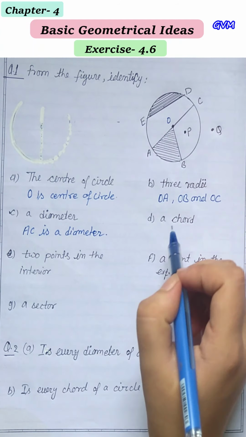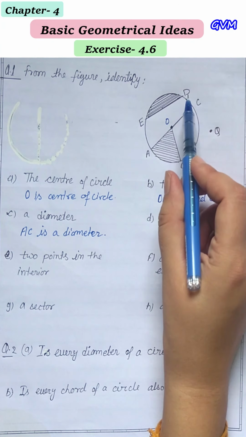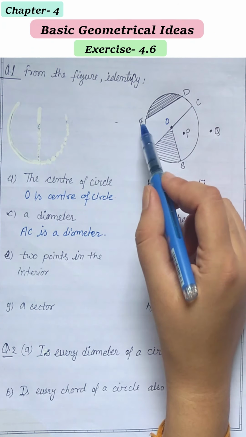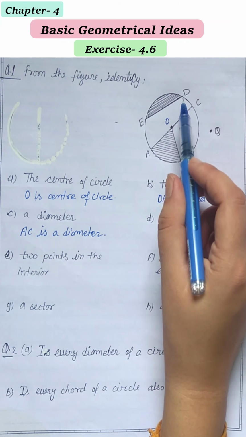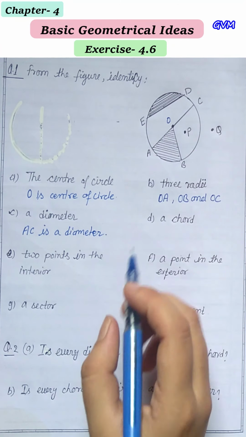Now D, a chord. Which one is the chord? Chord is ED. Chord is a line segment that joins any 2 points in the circle. So ED is a chord.